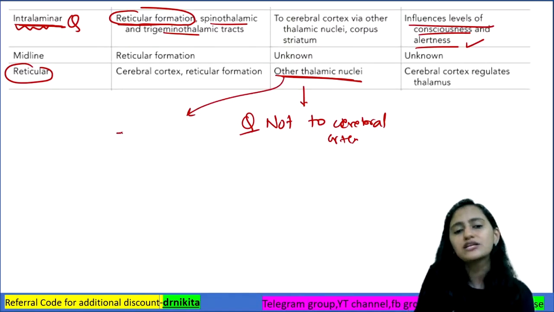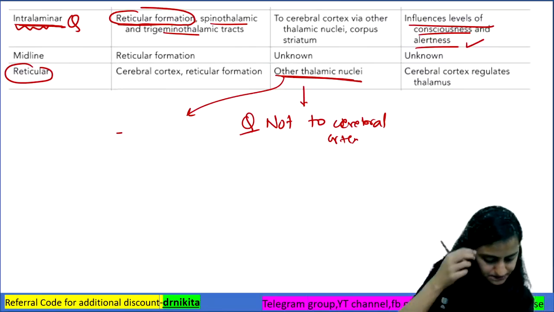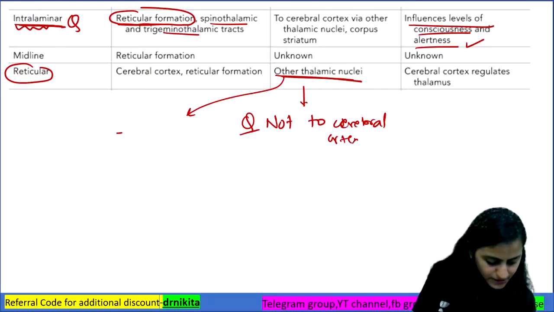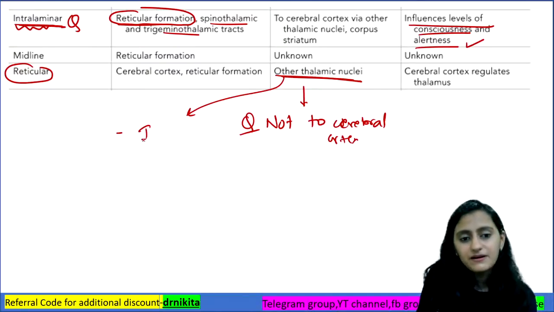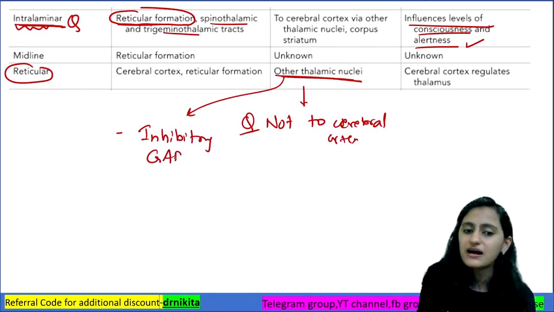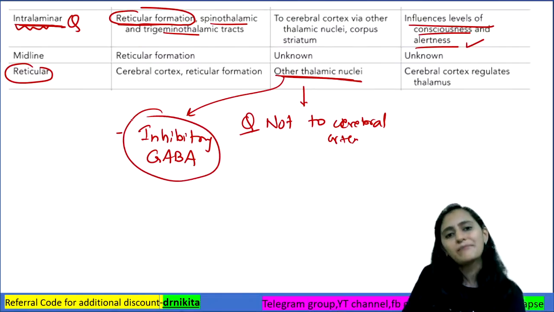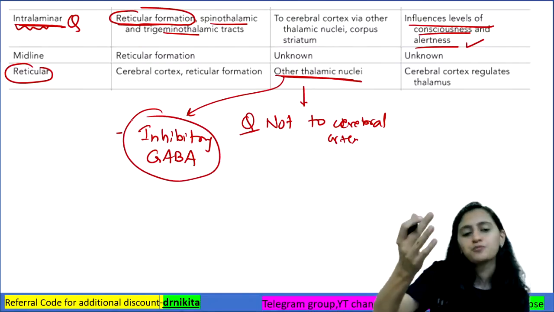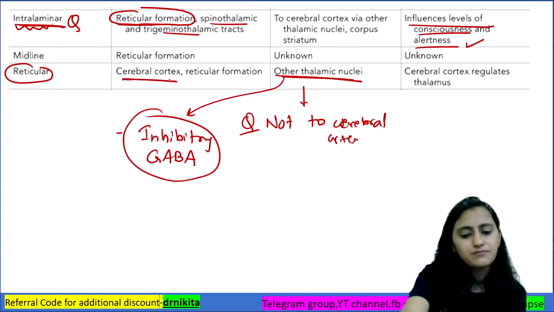And what is the function of this reticular nuclei on the other thalamic nuclei? Is it inhibitory or is it excitatory? Please remember it is inhibitory. It is inhibitory, so its neurotransmitter is GABA. So it is inhibitory to the rest of the thalamic nuclei. It does not give output to the cerebral cortex. It only receives inputs from the cerebral cortex.